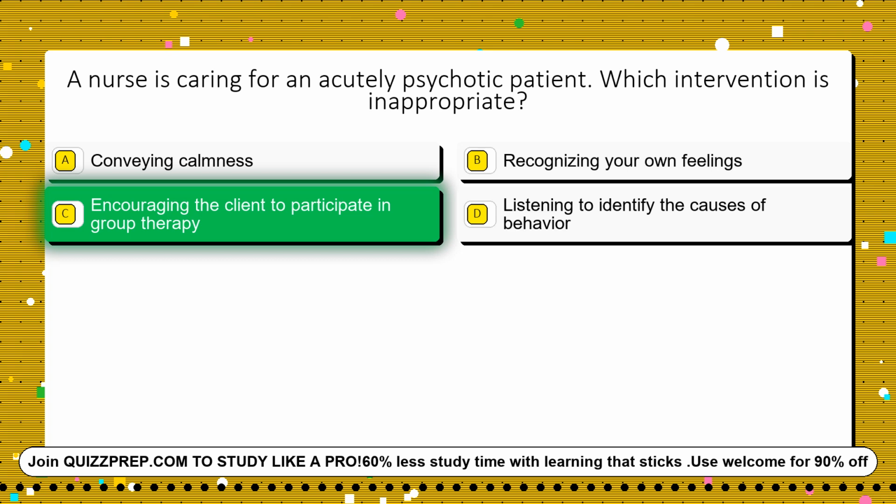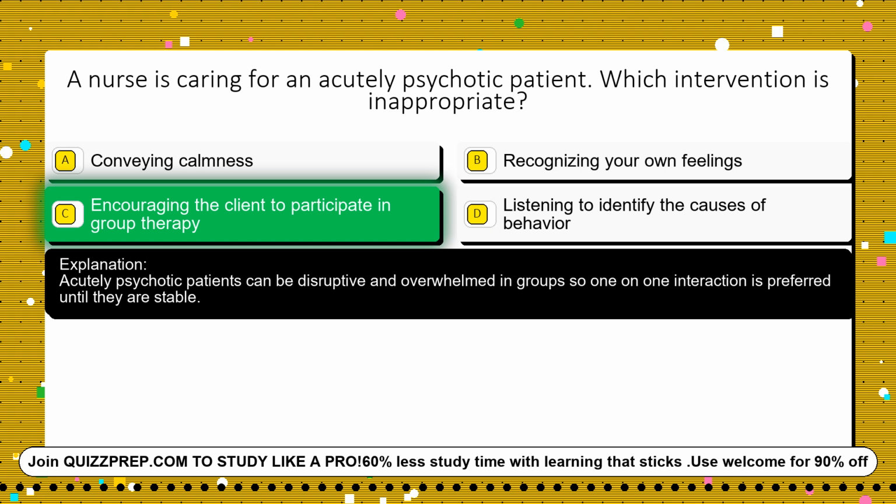The correct answer is option C. Encouraging the client to participate in group therapy. Acutely psychotic patients can be disruptive and overwhelmed in groups, so one-on-one interaction is preferred until they are stable.